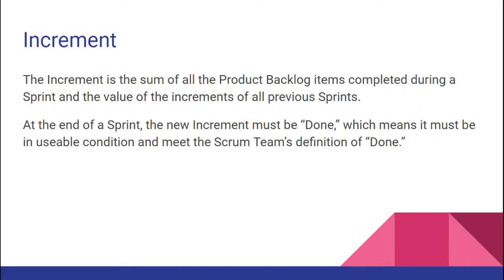Increment. An increment is the sum of all the product backlog items completed during a sprint and the value of all the increments of all previous sprints. It means, for example, if we are in the fifth sprint, the increment will have all the features till the fourth sprint plus the features that we have developed in the fifth sprint. So it is the sum of all the increments that we have done till this sprint. At the end of the sprint, a new increment must be done, which means it must be in a usable condition and meet the Scrum team's definition of done. The Scrum team decides the definition of done on the basis of features, and it can be updated in each sprint. Thank you.